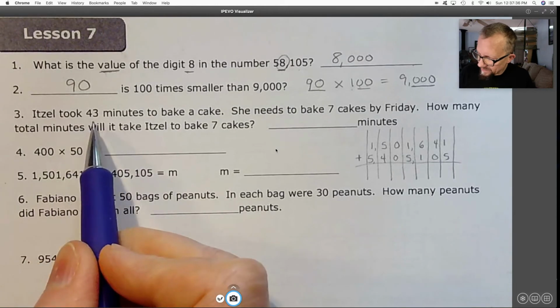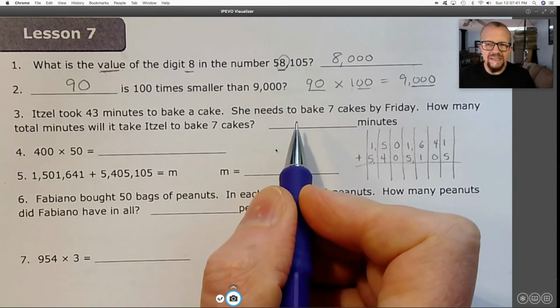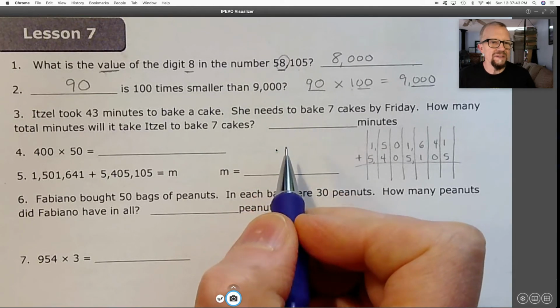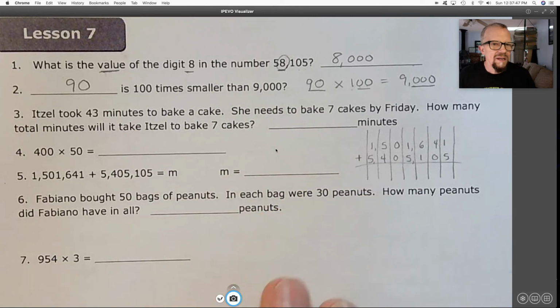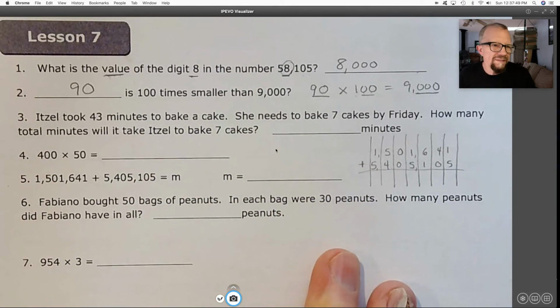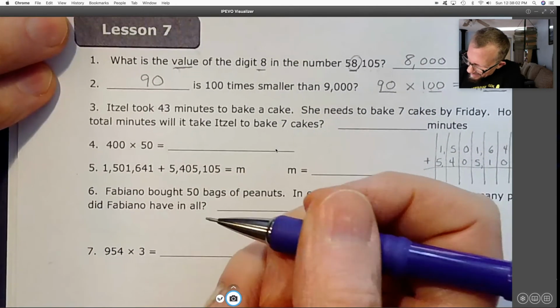Number 3, Itzel took 43 minutes to bake a cake. She needs to bake 7 cakes by Friday. How many total minutes will it take to bake 7 cakes? So we've got 7 times 43, right? It's 43 minutes. She's going to do it 7 times. So I could add 43 up 7 times, or I can do this other method that we've been talking about.